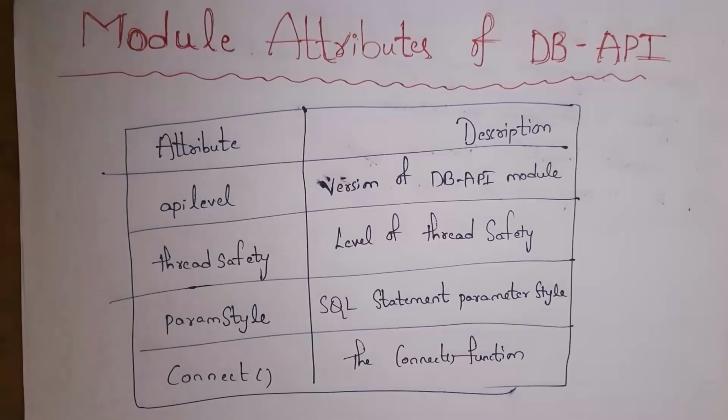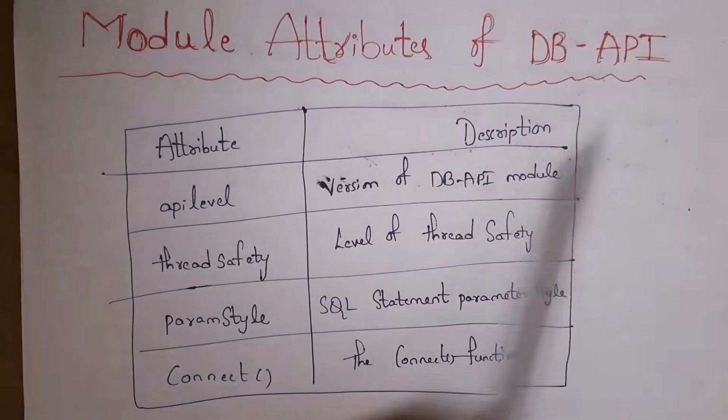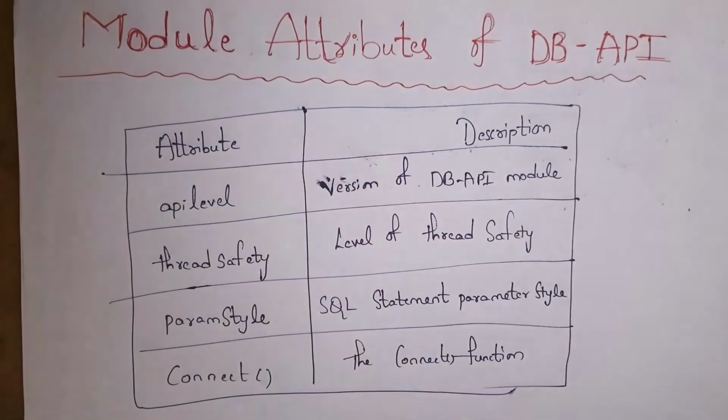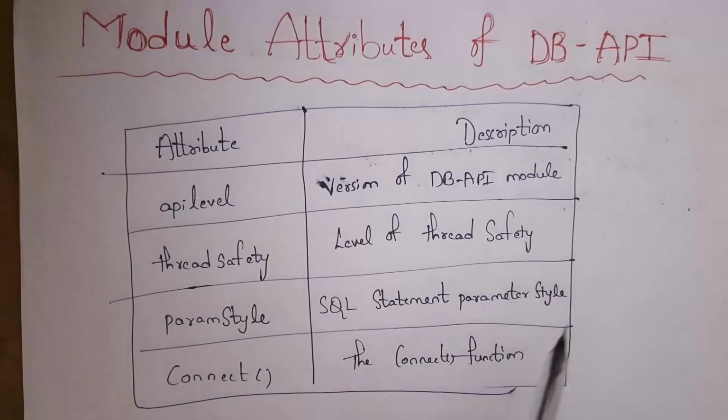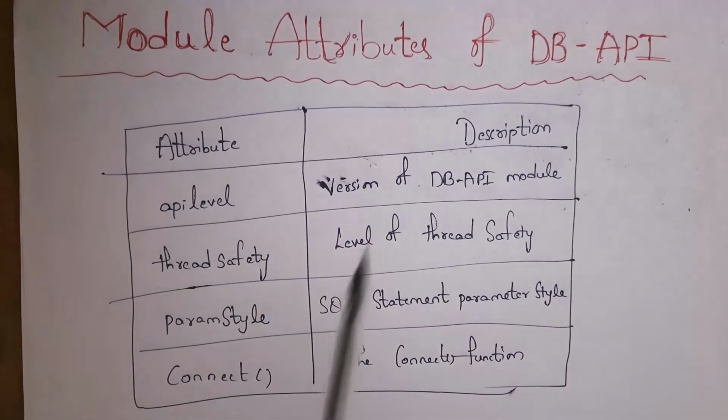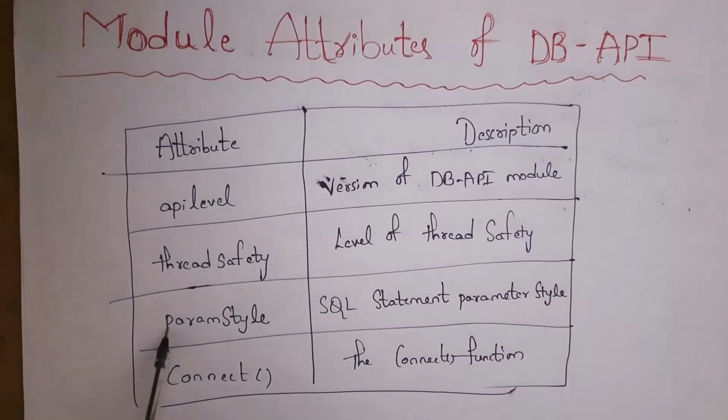Next I will explain module attributes of the database API, where API stands for Application Programming Interface. By using the apilevel attribute, we can find the version of the database API module. And by using the threadsafety attribute, we can find the level of thread safety. And by using paramstyle, we can find the SQL statement parameter style. And connect is nothing but the connect function. These are four module attributes for the database API.